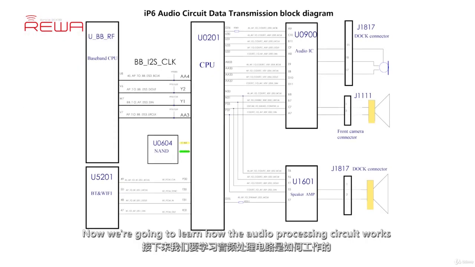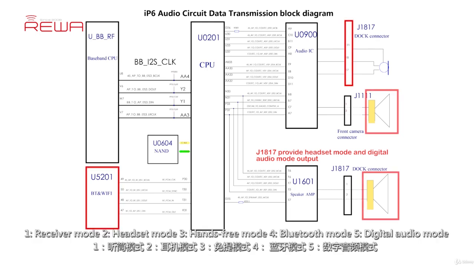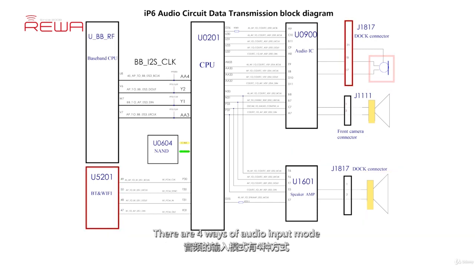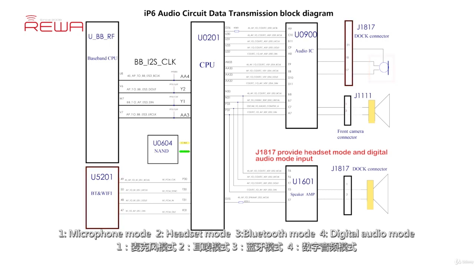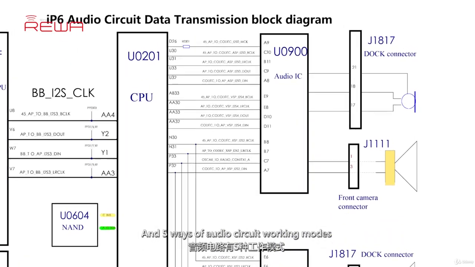Now we are going to learn how the audio processing circuit works. There are 5 modes of audio output. 1. Receiver mode. 2. Headset mode. 3. Hands-free mode. 4. Bluetooth mode. 5. Digital audio mode. There are 4 ways of audio input mode. 1. Microphone mode. 2. Headset mode. 3. Bluetooth mode. 4. Digital audio mode. And 5 ways of audio circuit working modes.